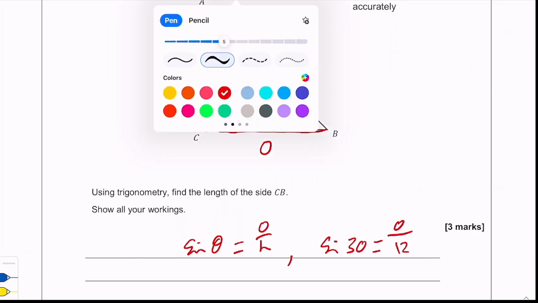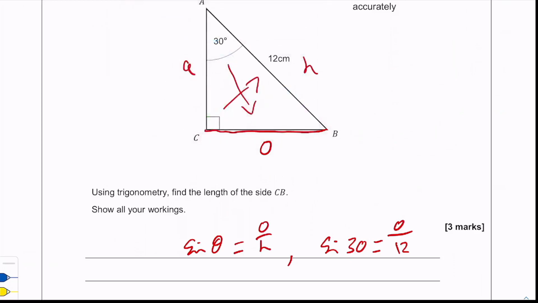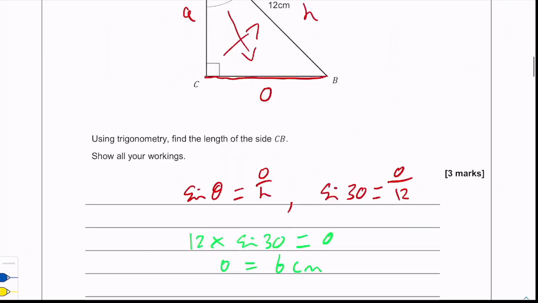We can then multiply both sides of our equation by 12 to get 12 multiplied by sine 30. This is now equal to our opposite side, and we can therefore say our opposite side is going to be equal to, once I've done it on the calculator, we get 6. So 6 centimeters is the length of CB as our final answer.